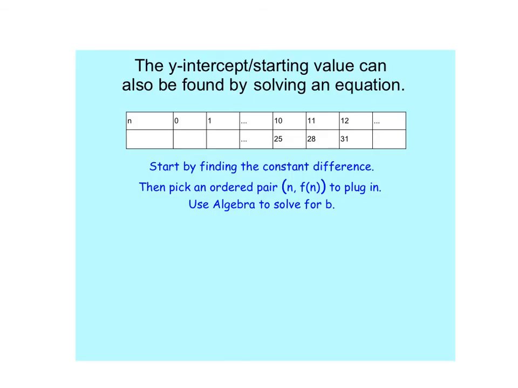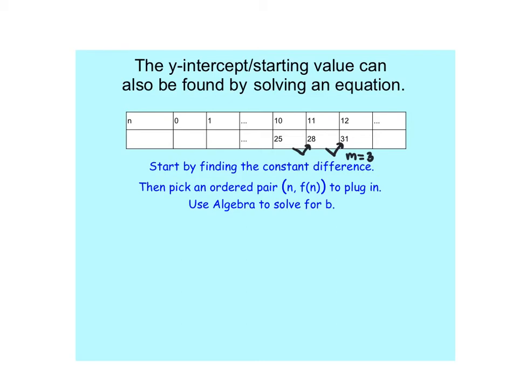Alrighty, let's take a look at another type of example. The y-intercept, or starting value, can also be found by solving an equation. Let's start by finding the constant difference of this particular sequence. It looks to me like our constant difference is 3. So our slope of a linear function, or our constant difference, would be 3. Then we're going to pick an ordered pair to plug in, using algebra to find b.